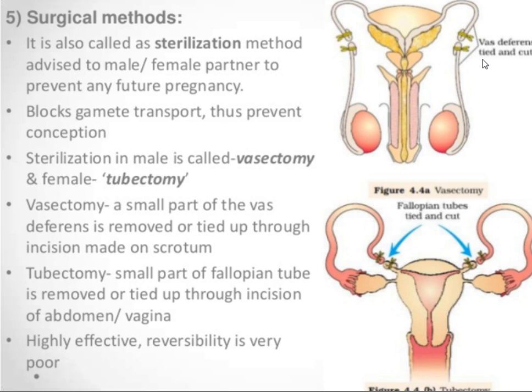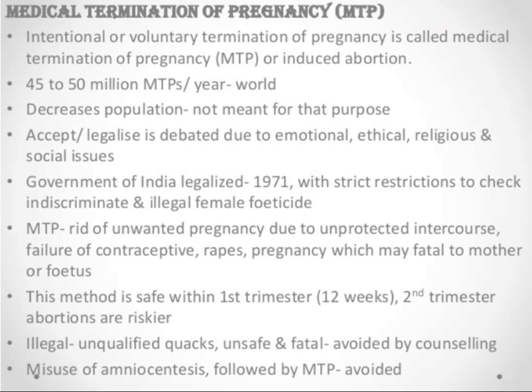This vas deferens is removed or tied up through an incision made on the scrotum. And tubectomy is where a small part of the fallopian tube is cut or tied up through an incision in the abdomen or vagina. It is highly effective, and reversibility is very, very poor. Basically it blocks gamete transport, and hence prevents conception.